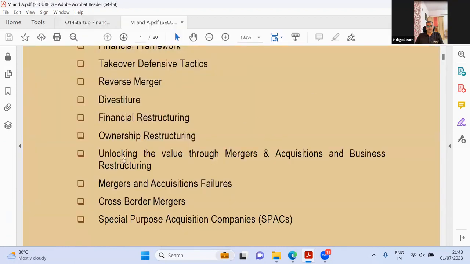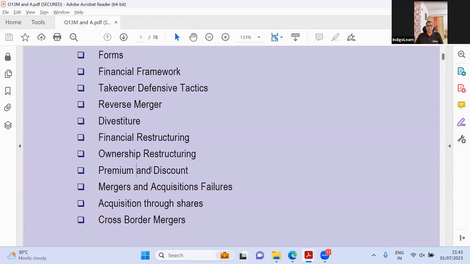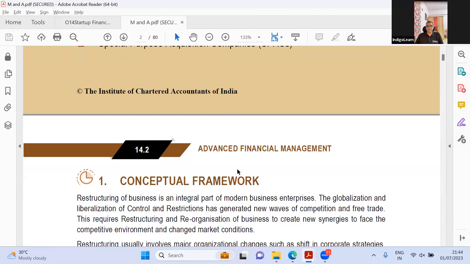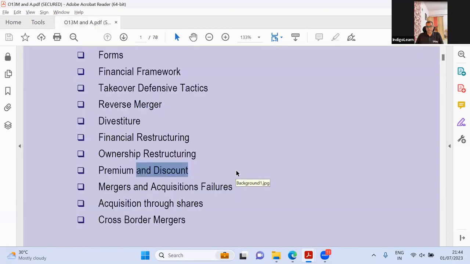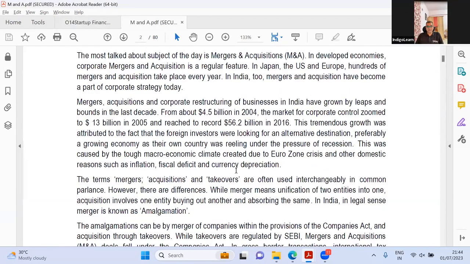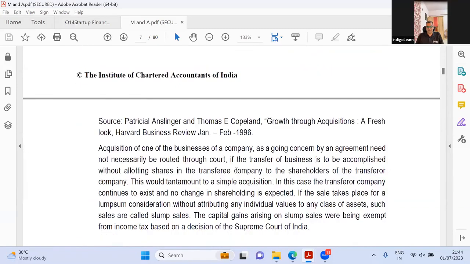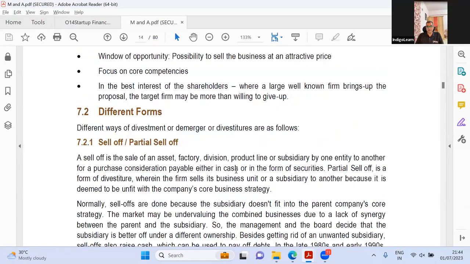No. Unlocking value is not there. M&A failures. Premium and discount. Financial destruction. So we had something called premium and discount. Now they had unlocking value through M&A and business restructuring. So in this chapter, I don't see anything unlocking. Let us see what is there. Unlocking value.